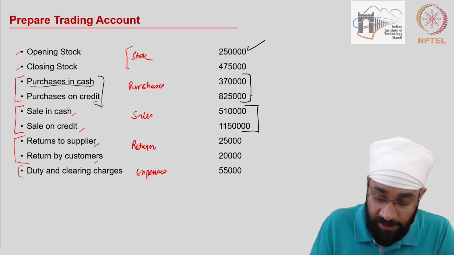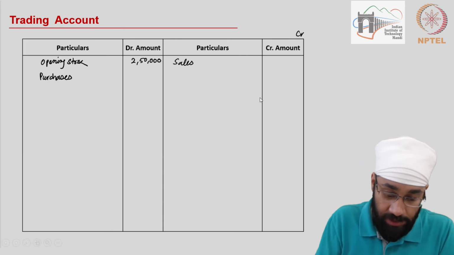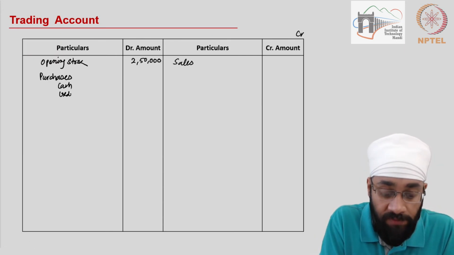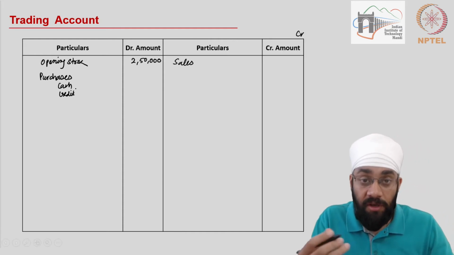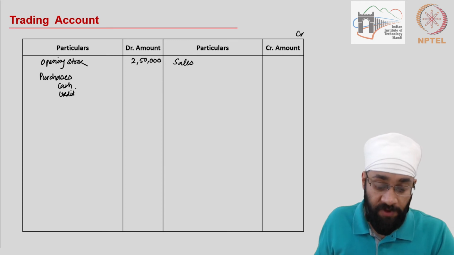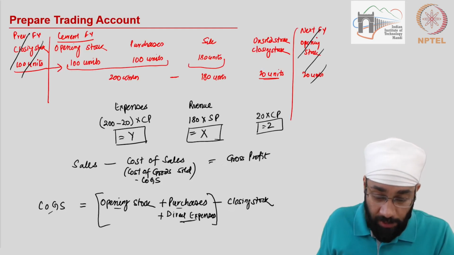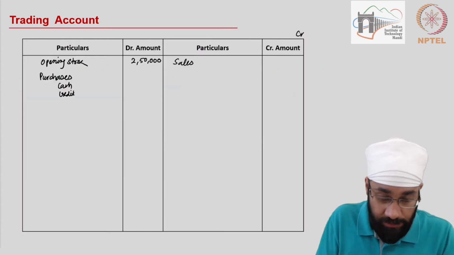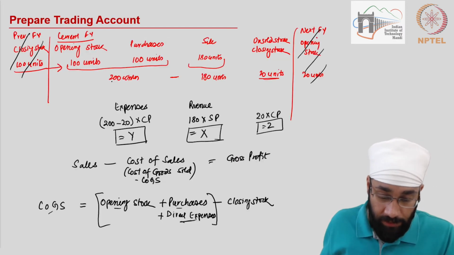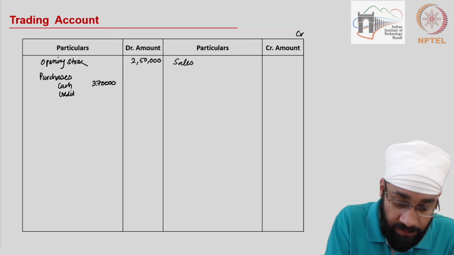So total purchases come out to be 11,95,000. Under purchases, let me write cash and credit only for internal information. You don't disclose this in the final statements as such, but this is an internal preparation. So the cash amount was 3,70,000, and you have credit purchases 8,25,000.